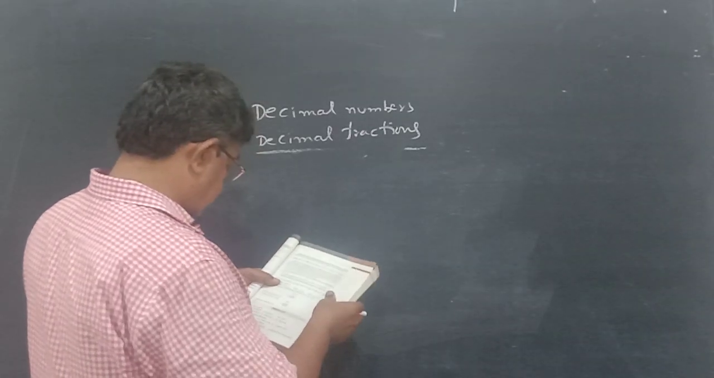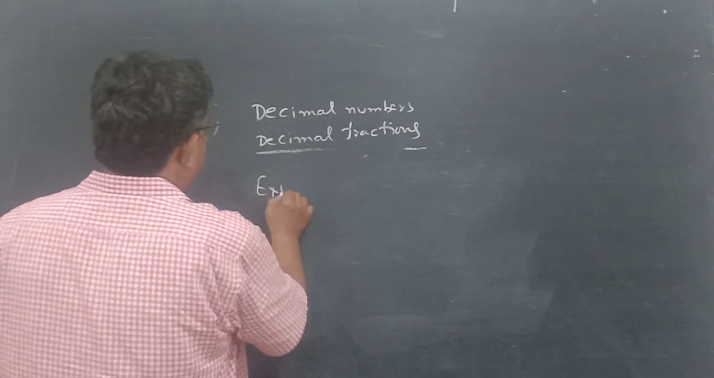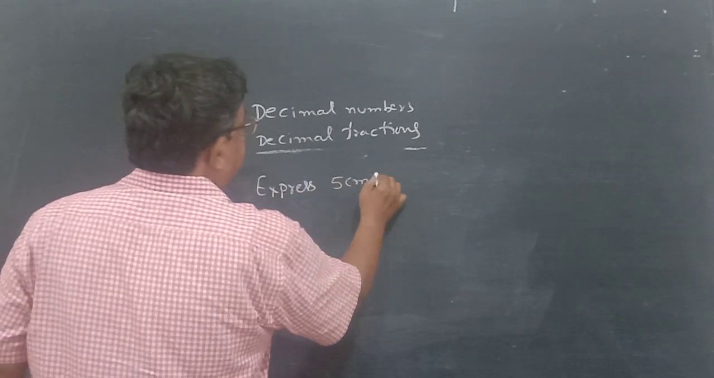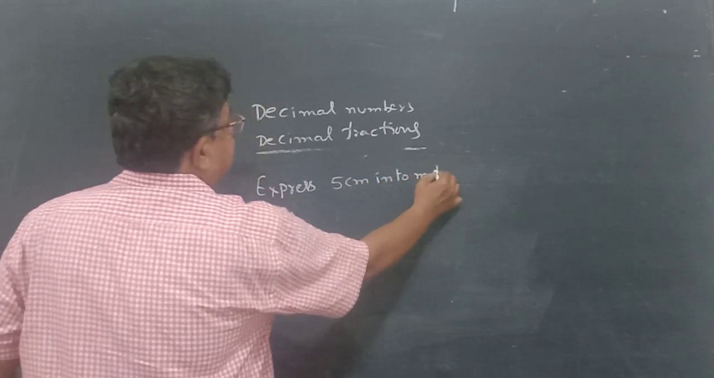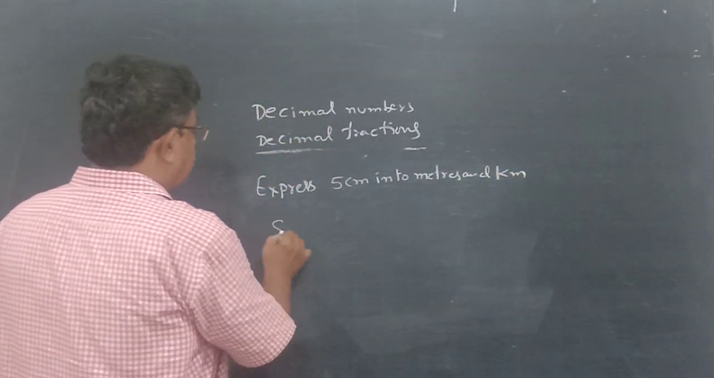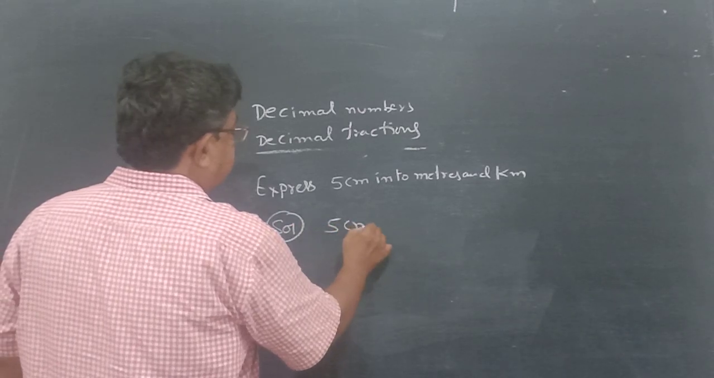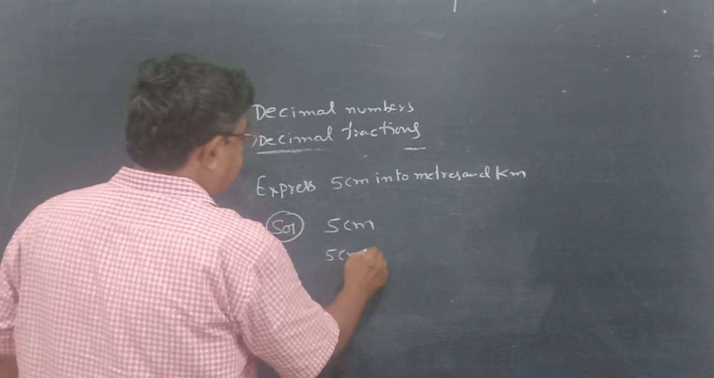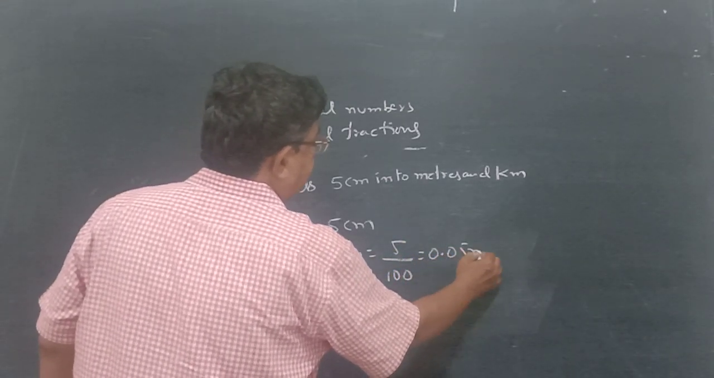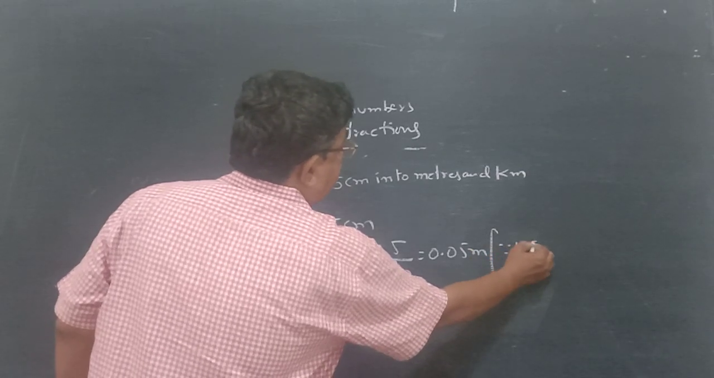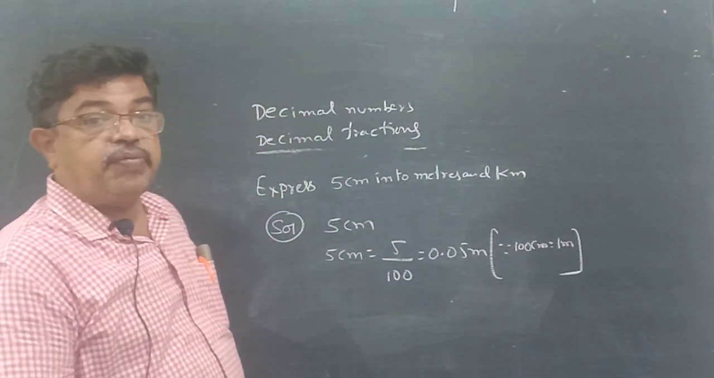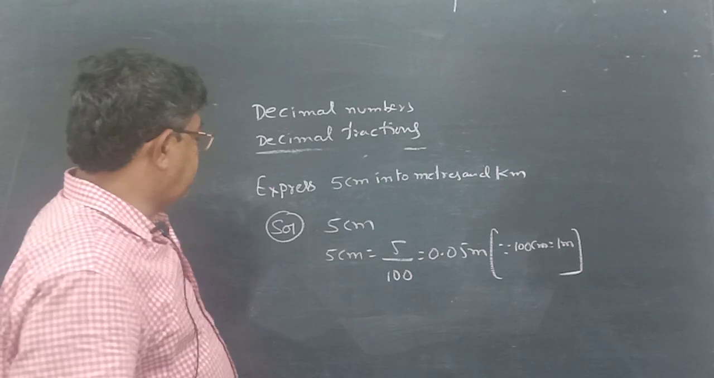Next, express 5 centimeters into meters and kilometers. So solution, 5 centimeters is given. 5 centimeters is equal to 5 by 100 is equal to 0.05 meters. In brackets you want to write 100 centimeters equal to 1 meter. 100 centimeters equal to 1 meter, or 1 meter equal to 100 centimeters.